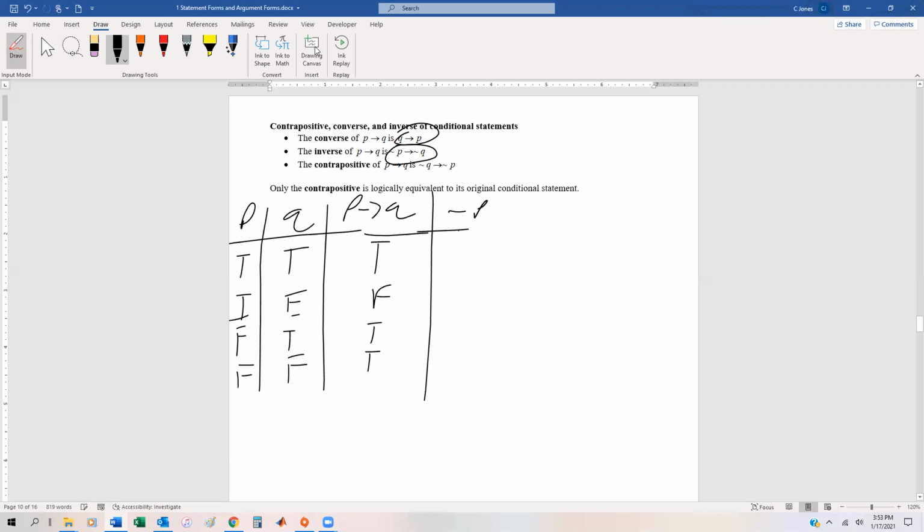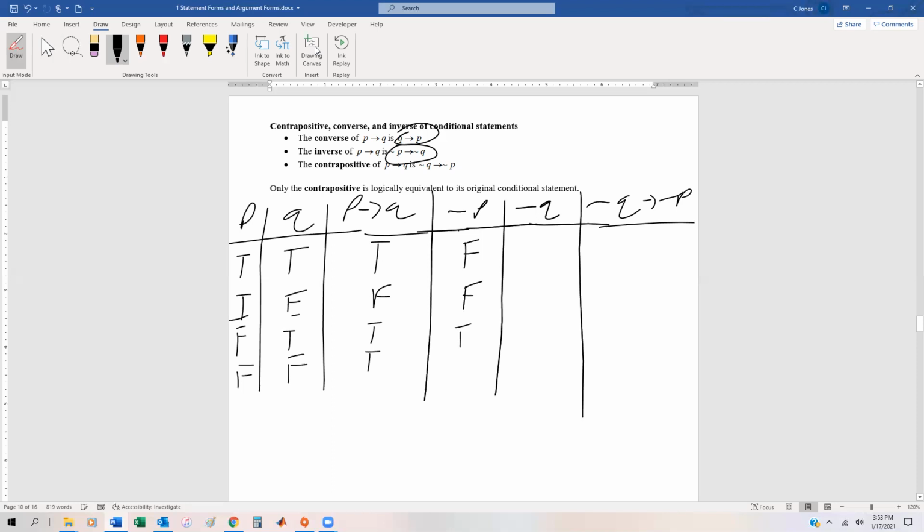Now, what about the contrapositive? Well, the contrapositive says not Q implies not P. And not P is going to be false, false, true, true, so just negating this column right here. And not Q is going to be false, true, false, true.